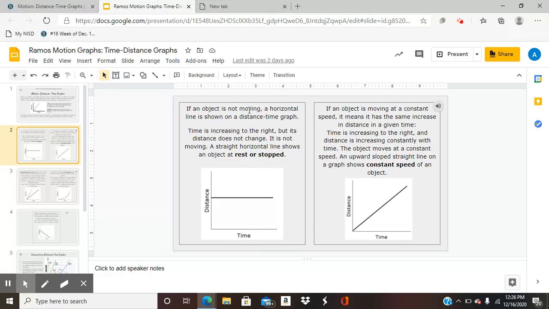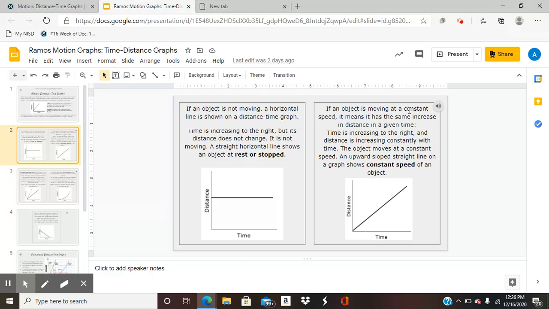If an object is not moving, a horizontal line is shown on the distance-time graph, as you see here below. Time is increasing to the right, but its distance does not change. Okay? It is not moving. A straight horizontal line shows an object at rest or stopped.